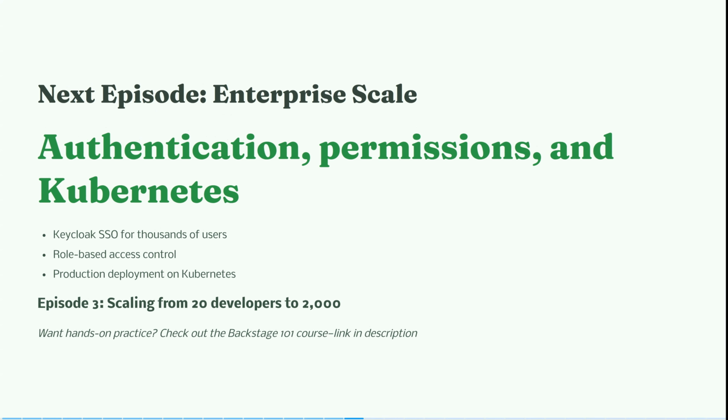In our next episode, this is called Enterprise Scale. We're going to talk about authentication, permissions, and Kubernetes. We're going to take this to the next level. Our Backstage deployment is now going to be on Kubernetes in a production style deployment. We're going to implement single sign-on with Keycloak for thousands of users, and we'll implement role-based access control for permissions. So once again, episode 3 is scaling from 20 developers, let's say, to over 2,000 and more.